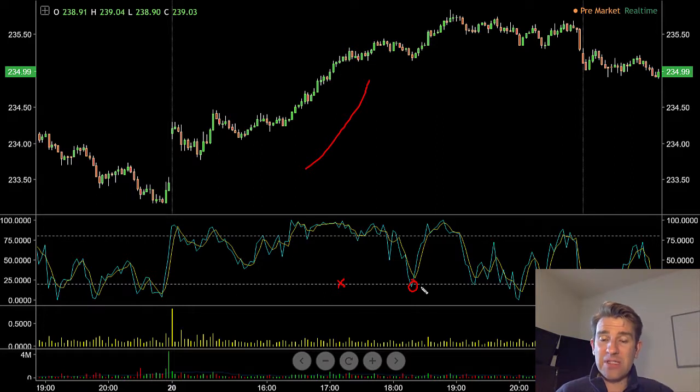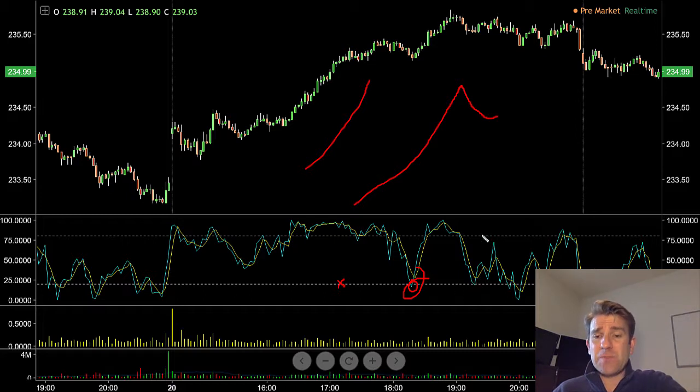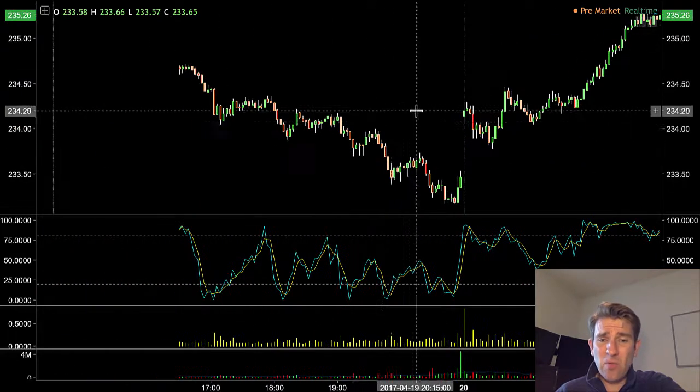So the one caveat with this is you only take the first condition. Once you've seen a good strength move, on the first pullback, you only take the first oversold. My experience is that it doesn't work as well on the second and third oversold or overbought conditions. It's always better on the first one. If we can see another one, great.